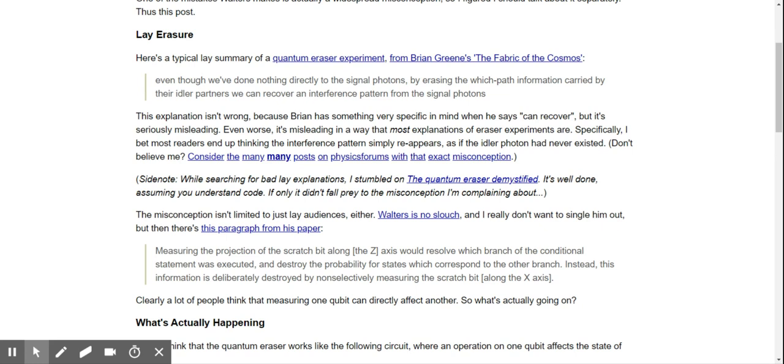Here's a typical lay summary of a quantum erasure experiment. Even though we've done nothing directly to the signal photons, by erasing the which-path information carried by their idler partners, we can recover an interference pattern from the signal photons. This explanation isn't wrong, because the author has something very specific in mind when he says can recover, but it's seriously misleading. Even worse, it's misleading in a way that most explanations of erasure experiments are. Specifically, I bet most readers end up thinking that the interference pattern simply reappears as if the idler photon had never existed. Don't believe me? That is a misconception.